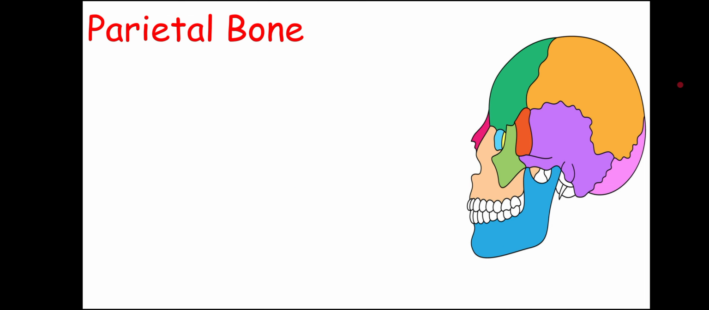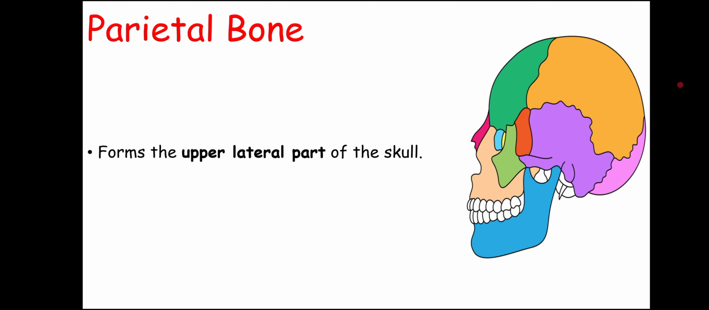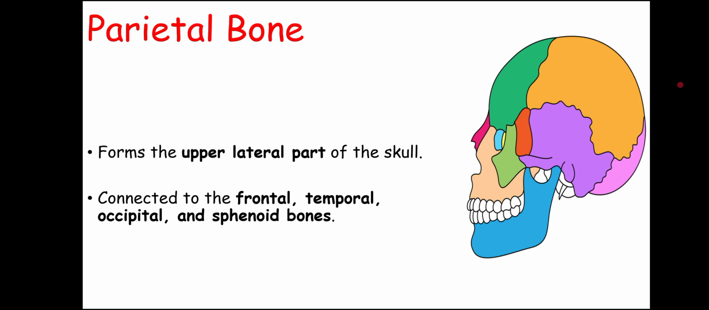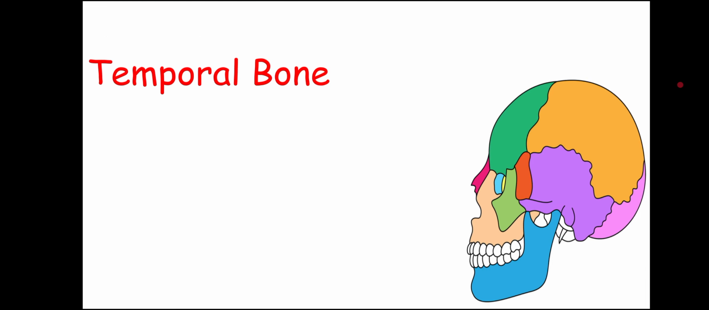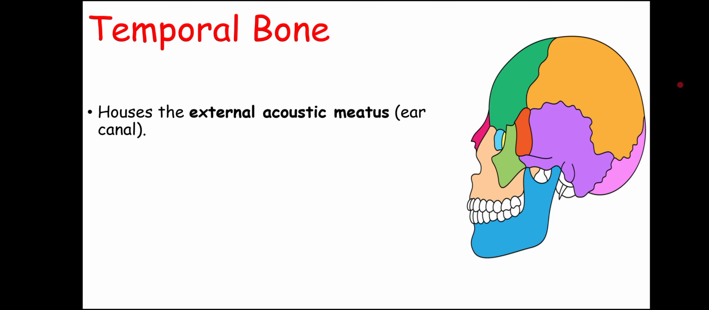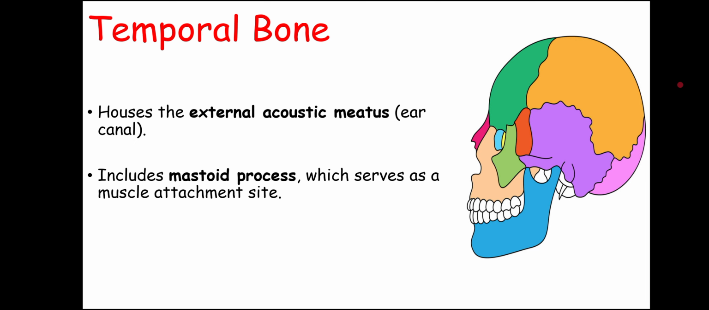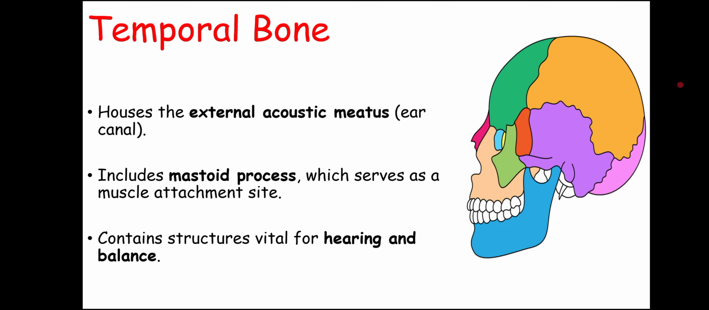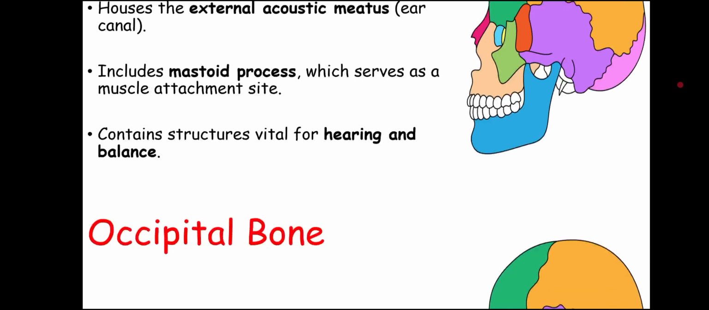Now we will talk about the parietal bone, that is orange color bone in this diagram. It forms the upper lateral part of the skull and it is connected to the frontal, temporal, occipital and sphenoid bone. Now let's talk about the temporal bone, that is the purple bone in the diagram. It houses the external acoustic meatus, that is basically the ear canal. It includes mastoid process which serves as a muscle attachment site. It contains structures that are vital for hearing and balance.